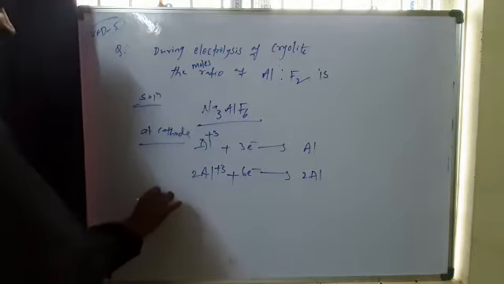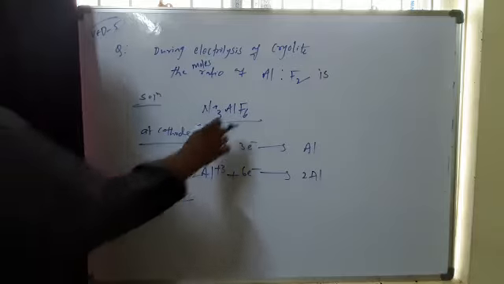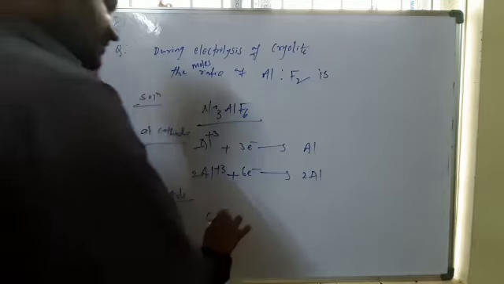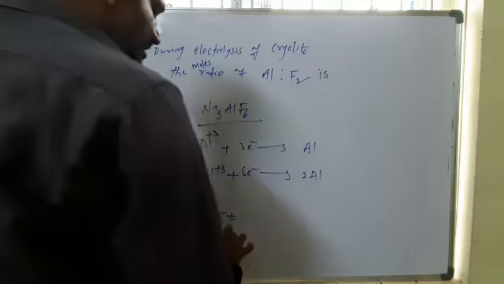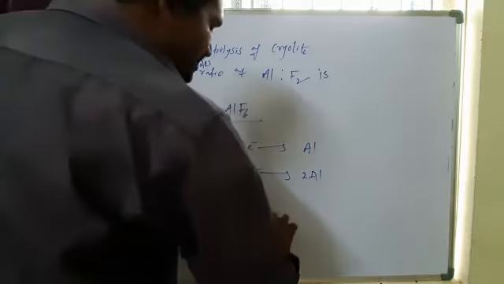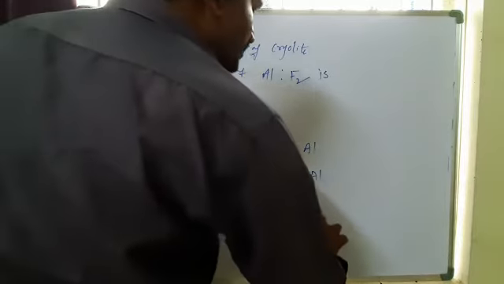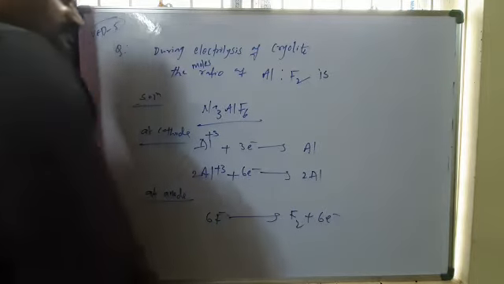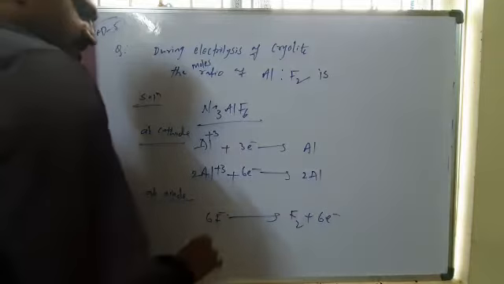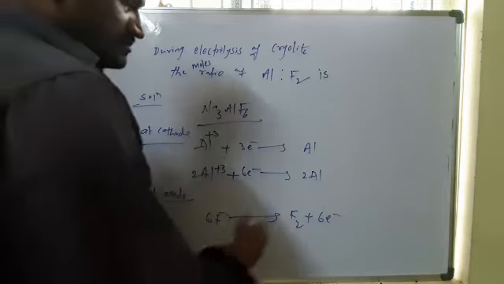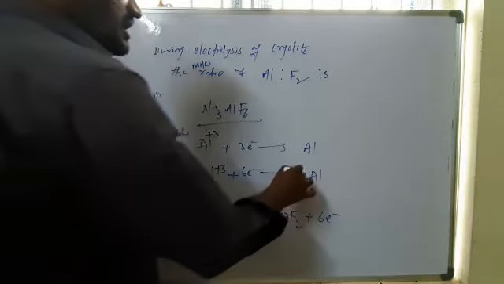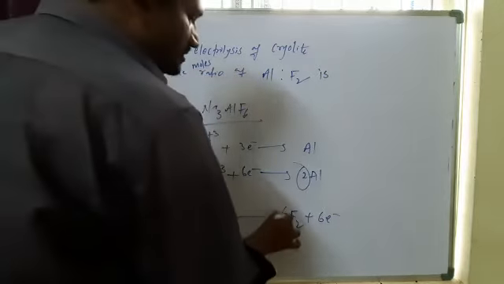Now at the anode, oxidation takes place. There are 6 F minus ions, which are transferred to the anodic plate, and there they lose their charges. That means they become F2 by losing 6 electrons. Those 6 electrons are gained by 2 aluminium ions. If you balance this, 6 fluoride ions lose 6 electrons and give 3 moles of F2. So here aluminium is 2 moles and fluorine is 3 moles.